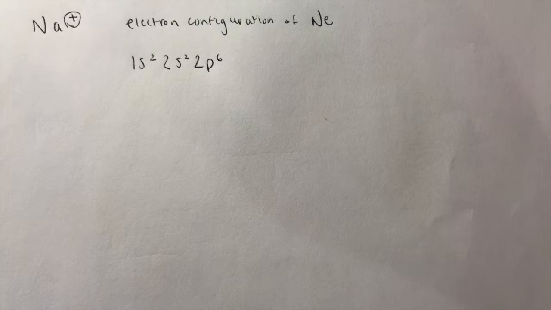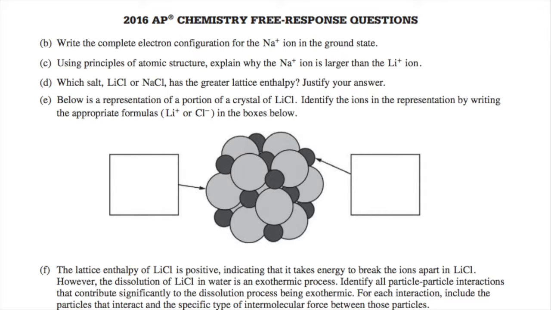So the full electron configuration of Na plus is 1s2, 2s2, 2p6. Now on to part C. It says, using principles of atomic structure, explain why the Na plus ion is larger than the Li plus ion.